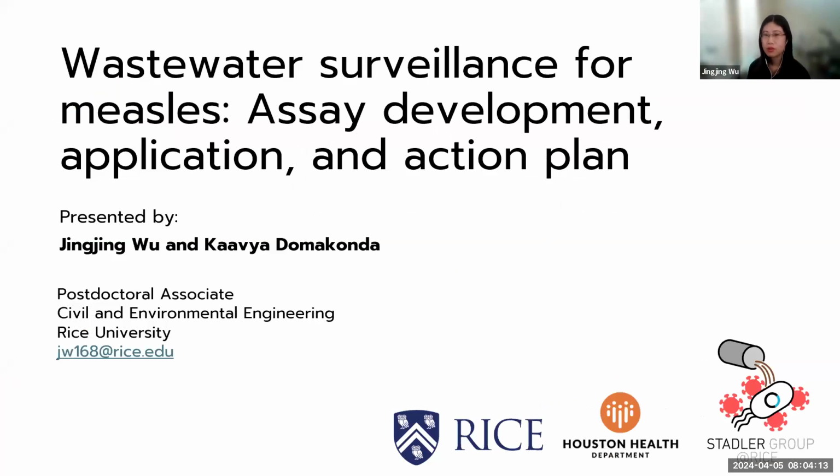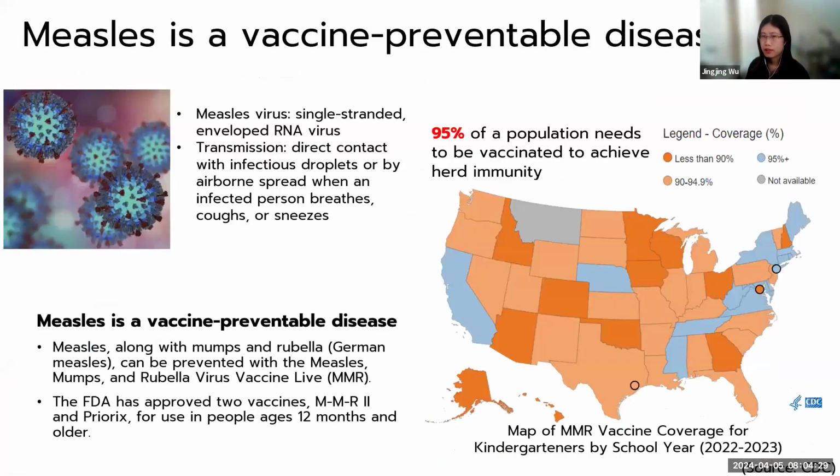So, good morning. I'm Jingjing Wu, and I'm glad to have this opportunity to share our current work on wastewater surveillance for measles. In this presentation, I will cover our assay development, application, and our action plans. I will start with some background information about measles. The measles virus is a single-stranded enveloped RNA. It can be transmitted in the population through direct contact or airborne spread. Measles is one of the most contagious of all infectious diseases, but it's also vaccine preventable.